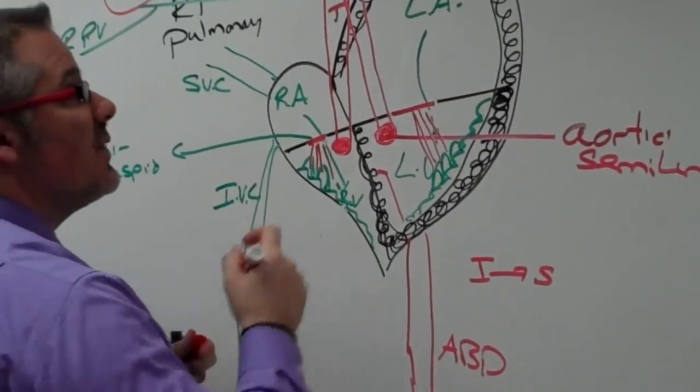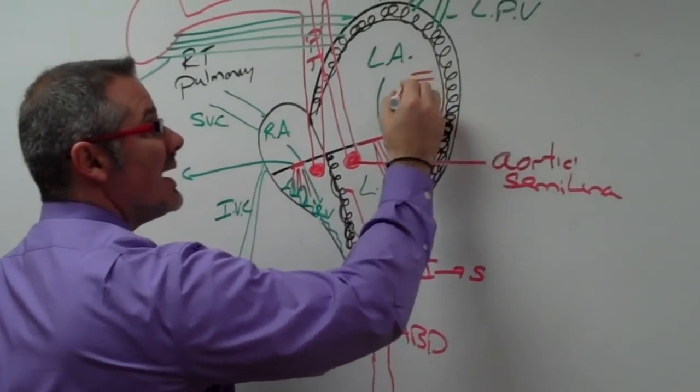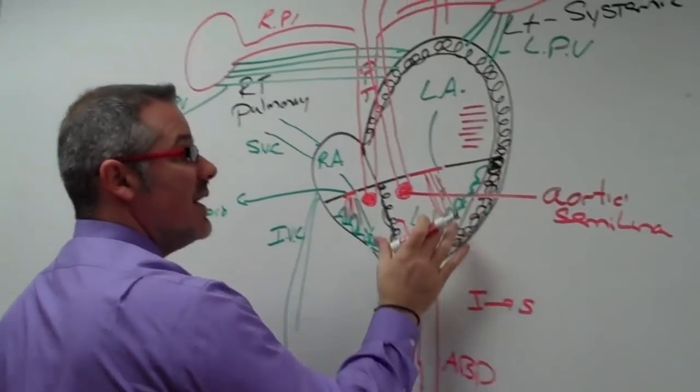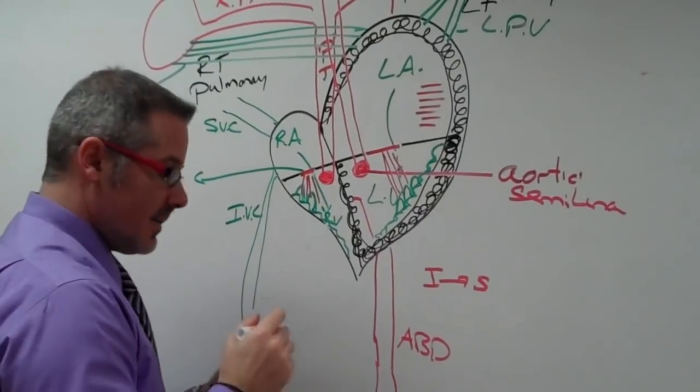The muscles that you find in the atrium are called pectinate muscles. In the ventricles, they're called trabeculae carneae.